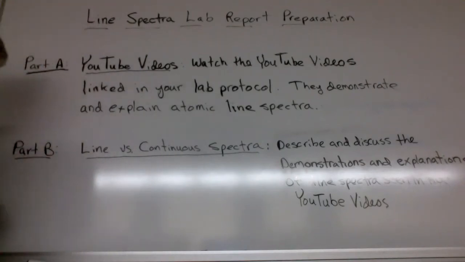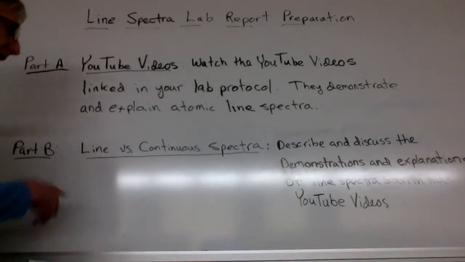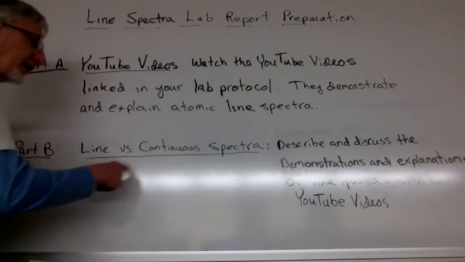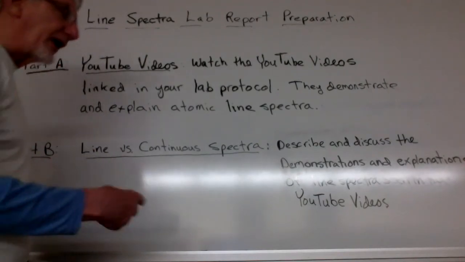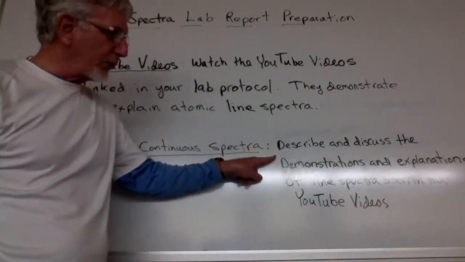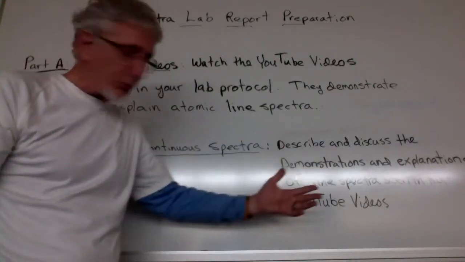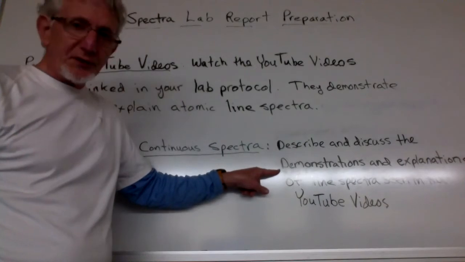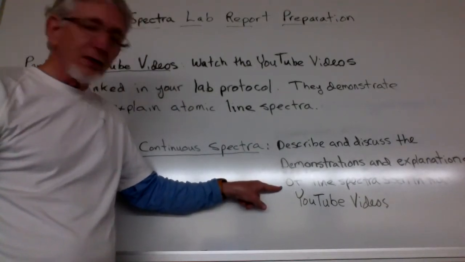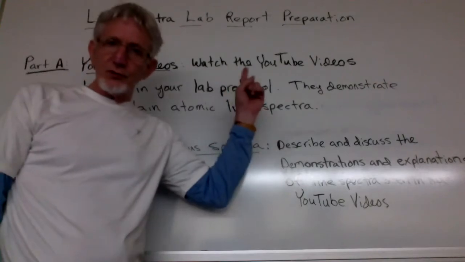Then part B. This has to do with the videos from part A that deal with line and continuous spectra. What you should do for your lab report in this section is to describe and discuss in your own words the demonstrations and explanations of line spectra and continuous spectra that you saw in the YouTube videos from part A.